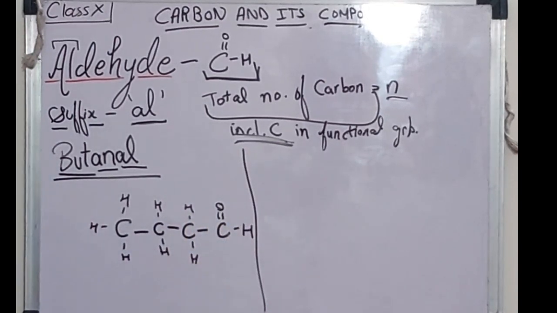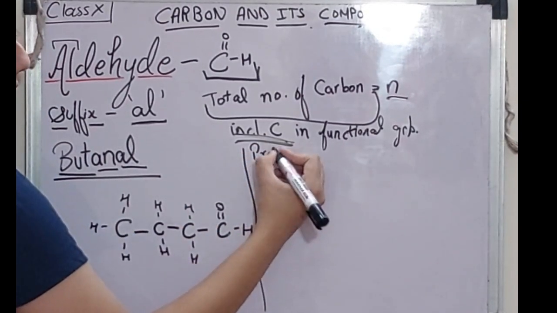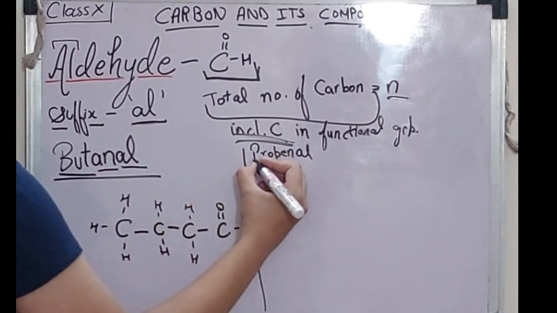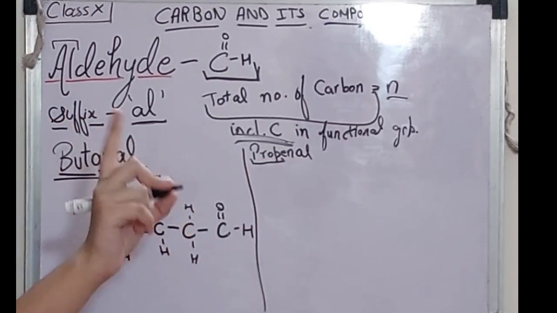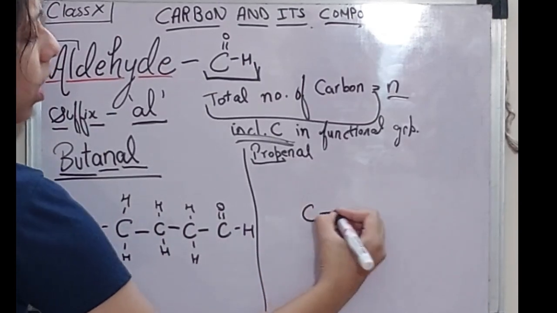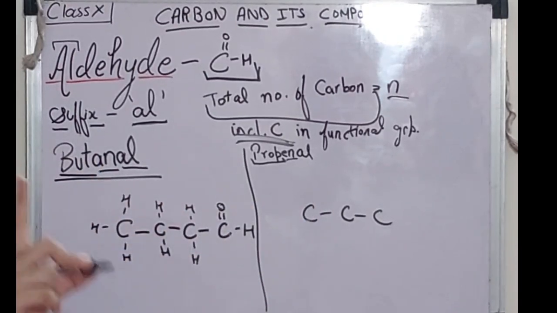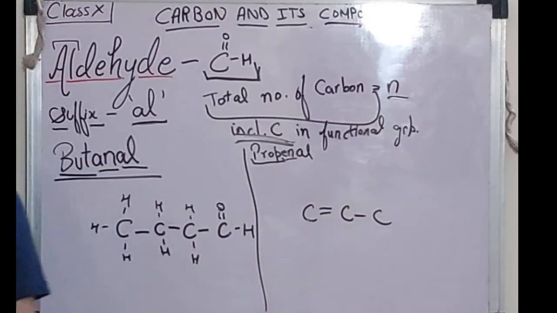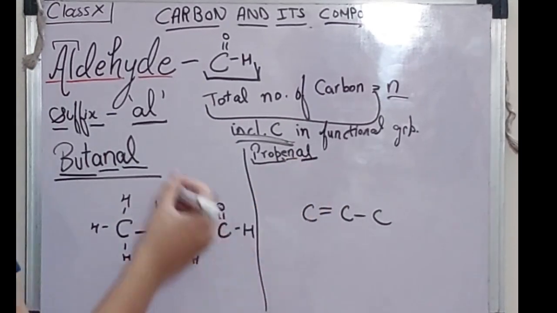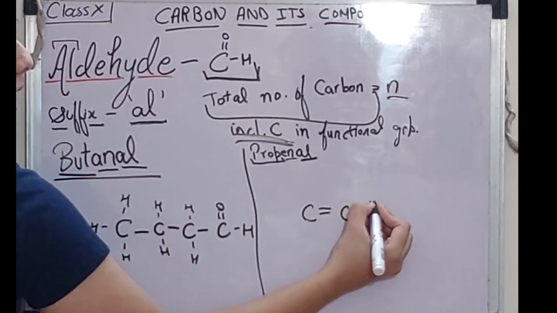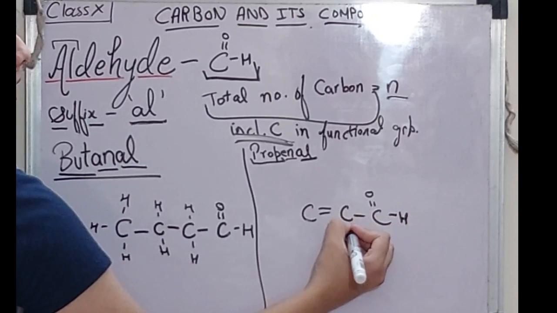Now we have drawn butanol. Let us try drawing propanol. Can you draw it? It is quite easy. Prop means number of carbons are 3. So 1, 2, 3. An means there is a single bond between the carbons. Al is the suffix of aldehyde, which means double bond oxygen, single bond hydrogen. So double bond oxygen, single bond hydrogen.